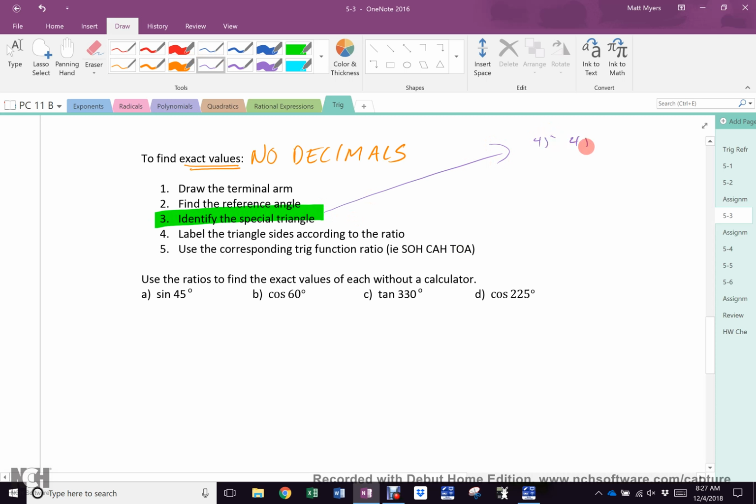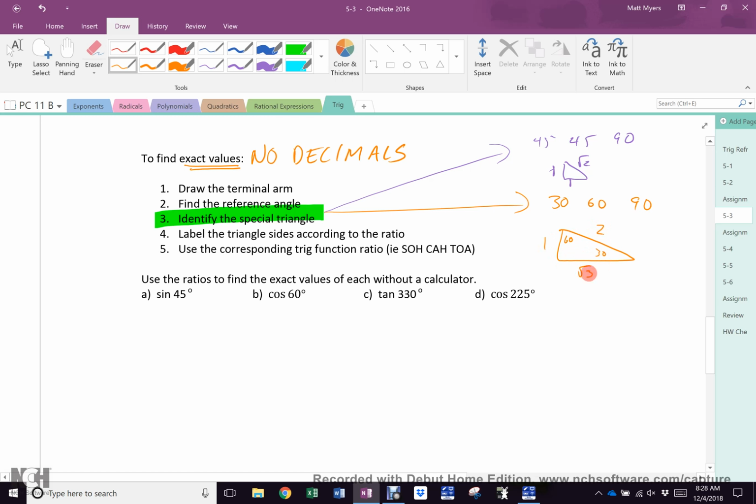45, 45, 90, and 30, 60, 90. Right? Now, just to remind you, on the 45, 45, 90, it's 1, 1, root 2. On the 30, 60, 90, the shortest side is this. So what number is it? 1. The longest side is the hypotenuse. So what's it? 2. The middle side is between 1 and 2, root 3.